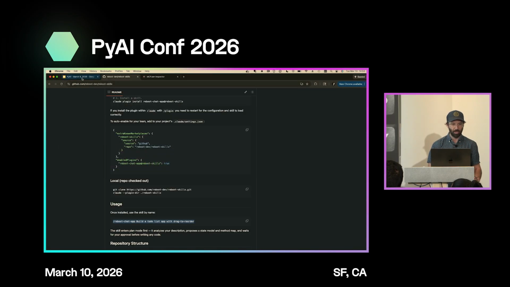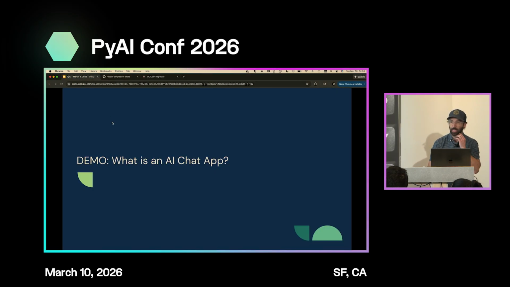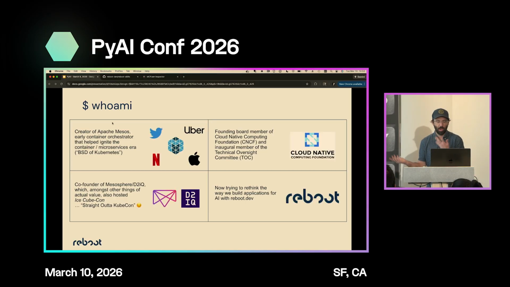Meanwhile, I'm going to go back to talking a bit more about AI chat apps. I'll be really quick here. Just who am I? Adam had a great introduction. I was creator of one of the early container orchestrators, Apache Mesos. Who's heard of Apache Mesos? All right, awesome. We like to think of it as the BSD to Kubernetes. Most of you are probably using Kubernetes today. I co-founded a company called Mesosphere, then helped set up the CNCF and was on the inaugural TOC. So a lot of things: distributed systems, large scale, microservices, and now trying to think about how we can take a bunch of those ideas into how we're building AI applications.